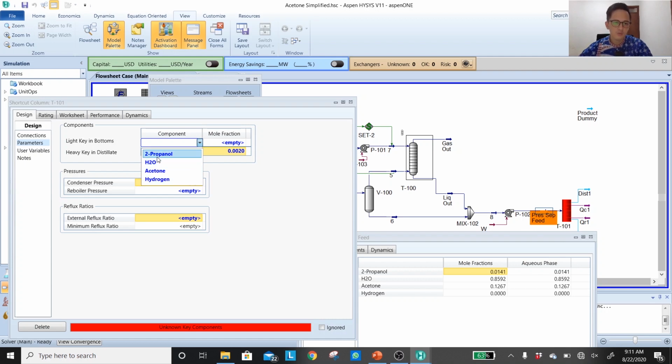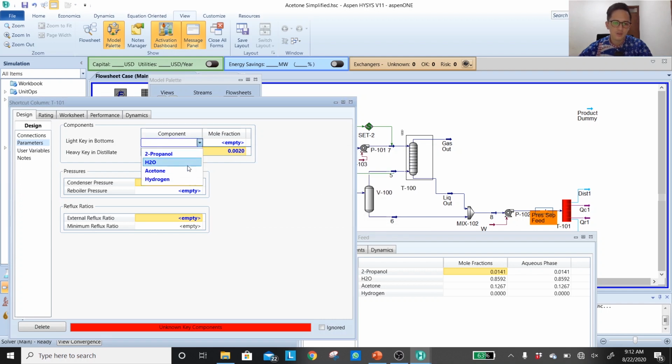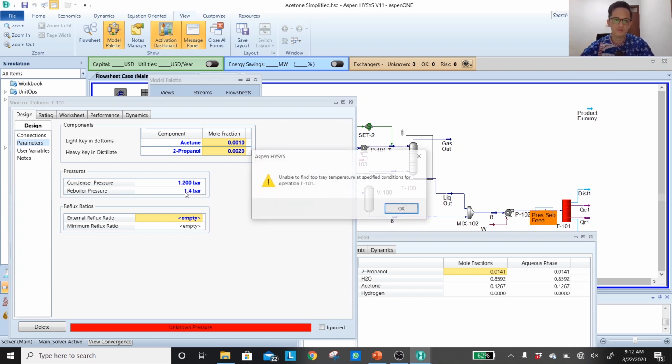Okay, can we choose the IPA? No, we can't, because we can't use the same component to be in both key components. So that leaves us with the next logical choice, that it would be acetone. Okay, we will let a small amount of acetone go into the bottom. Let's say it's 0.001 or 0.1%. And then check the pressure. Let me save it. Okay, 1.2 bar based on the product dummy exercise, 1.4 bar.